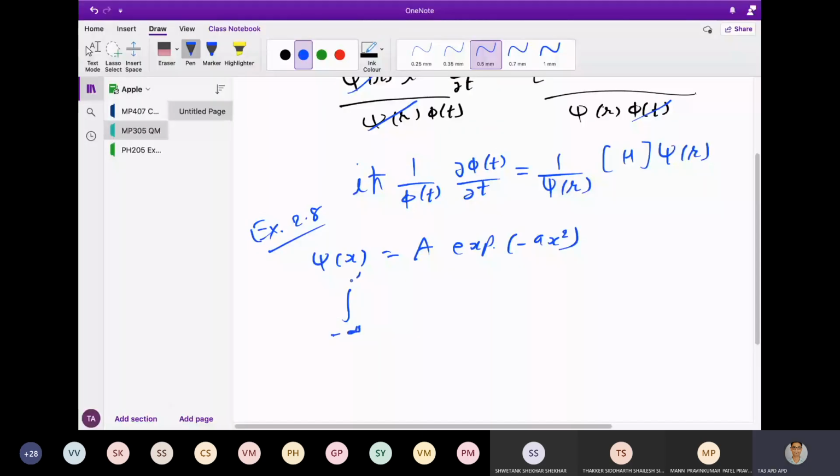Into psi star. If you take the complex conjugate of this, it is going to be the same exponential of minus a x squared, into psi again. So it will be the same thing. Let me just write down: A squared, integral of exponential of minus 2a x squared dx, is equal to 1.